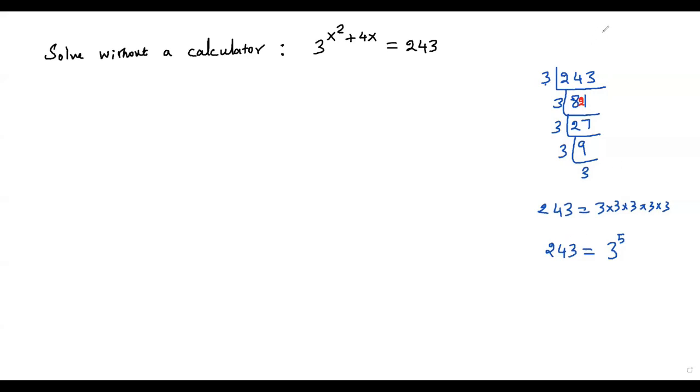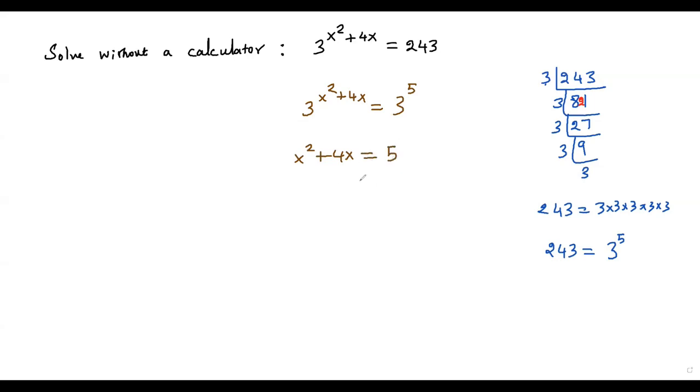Now let me go to the given equation. That is 3 to the power x squared plus 4x. On the right side, instead of 243, we can write 3 to the 5th power, because 3 to the 5th power is equal to 243. As I told you earlier, I got the same base on both sides. So here the two terms are equal with the same base 3. Whenever two terms are equal with the same base, we can equate the exponents. Then I'm getting x squared plus 4x equals 5.